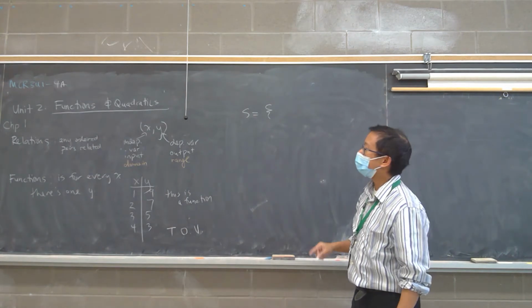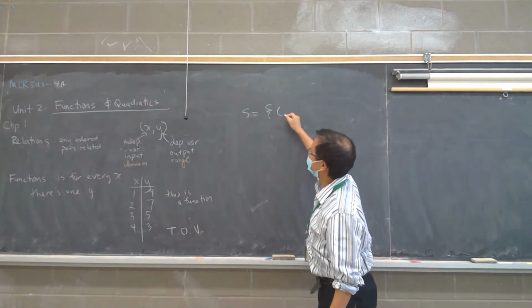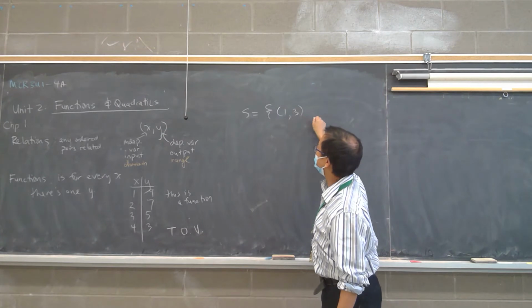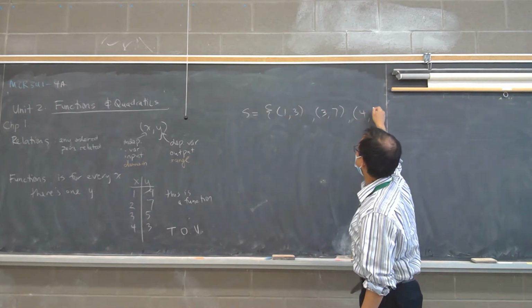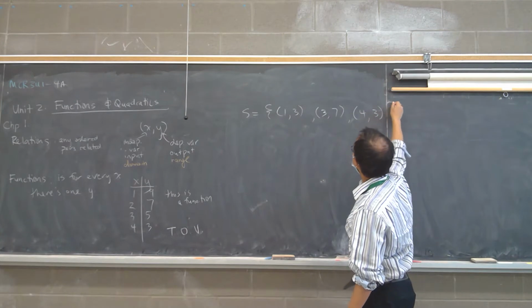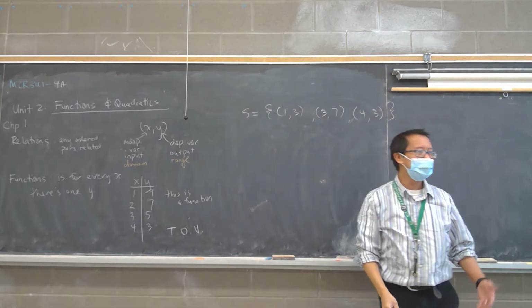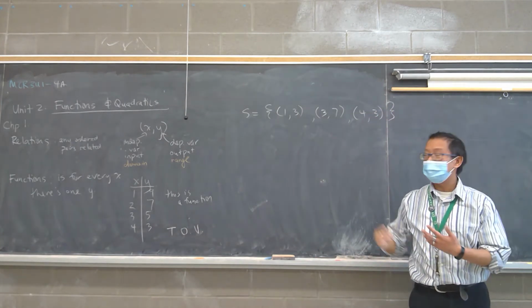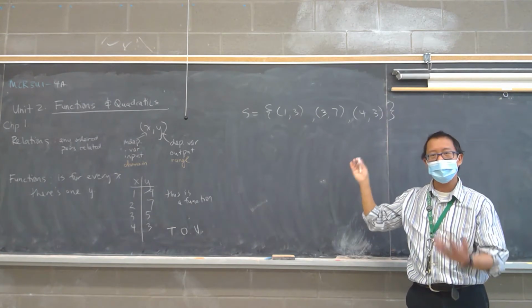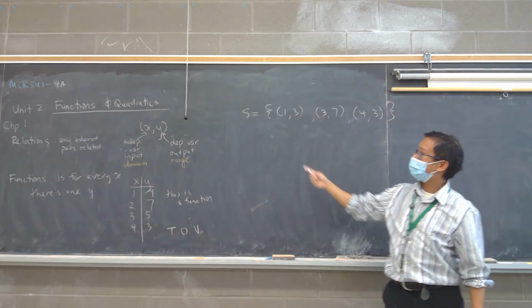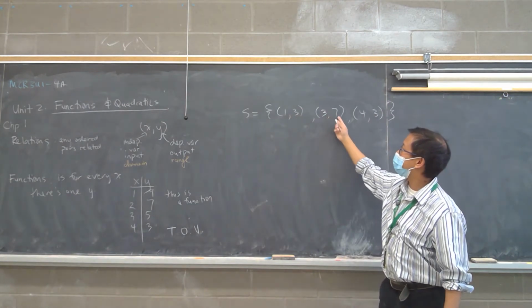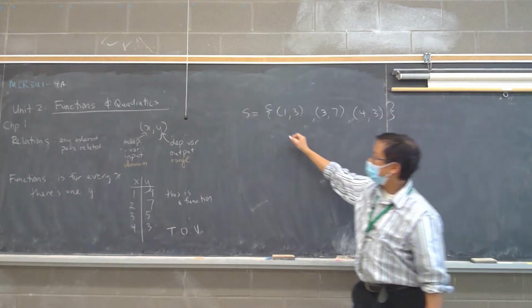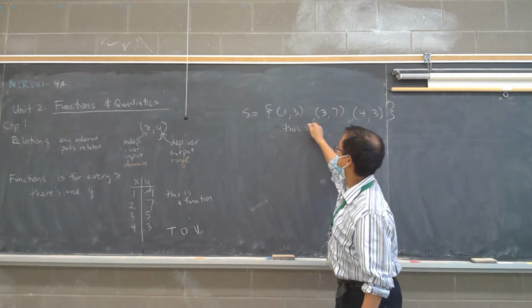This set notation, notice what I'm going to do. I'm just going to maybe do (1, 3), (3, 7), and (4, 3). And again, this is like a yes or no question. What is this? Is this a function or a relation? Well, if we take a quick look, 1 outputs 3, 3 outputs 7, 4 outputs 3. This is a function.